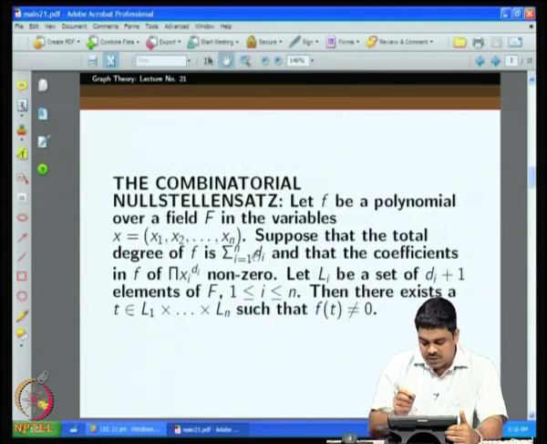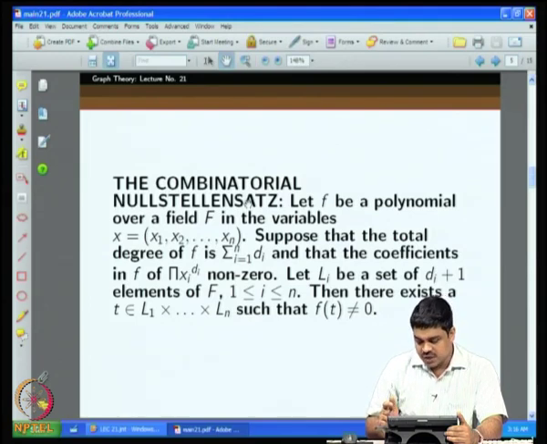Of course, some numbers di can be produced, and if our polynomial has total degree at most this much, and there is a term with each xi having the corresponding di degree and a non-zero coefficient, that is all we need to show that there exists a list coloring, right.